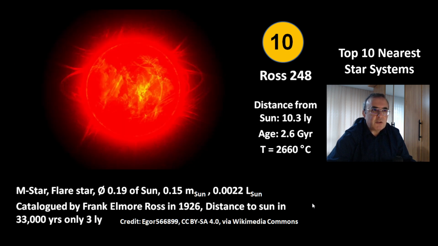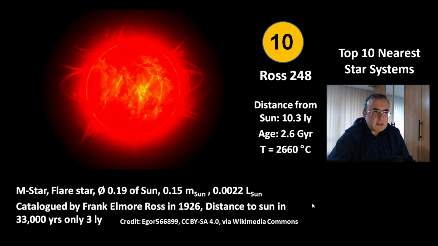This is number 10, Ross 248. Its distance is about 10 light years from Earth. It has about half the Sun's age, 2.6 gigayears. It's again an M star and a flare star. Its size is about 19% of the Sun, mass 15%, and it is a very dim star. This star was also catalogued by Frank Elmer Ross.